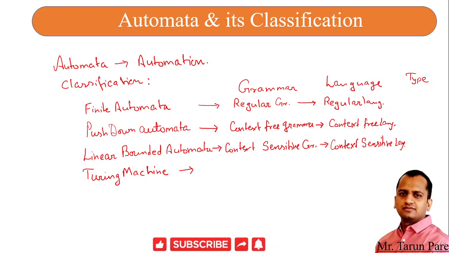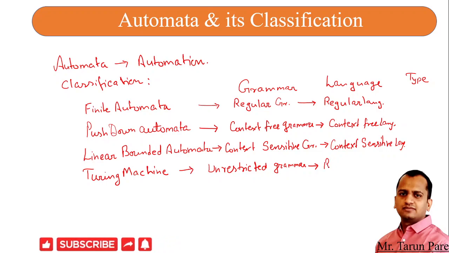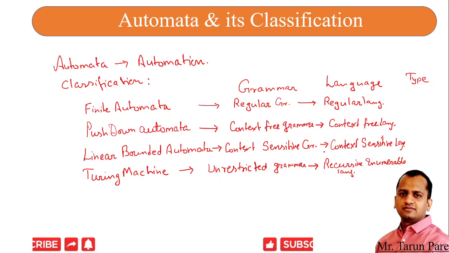Now the last is Turing machine. What kind of grammar will be supported by the Turing machine? Turing machine will support unrestricted grammar. And what kind of language will be supported by this kind of automata? This will support recursively enumerable language.